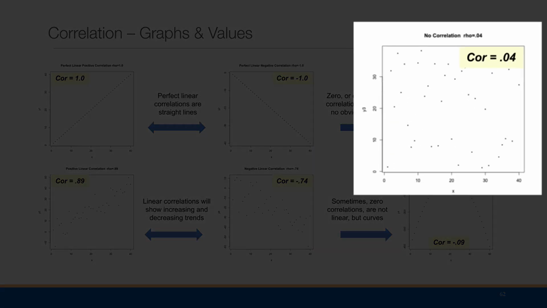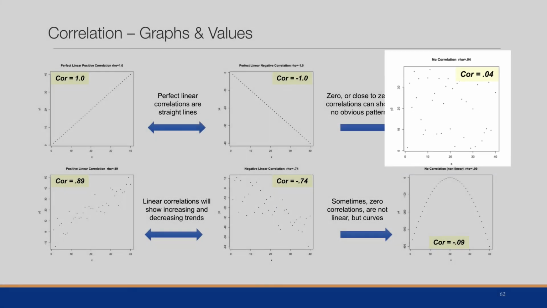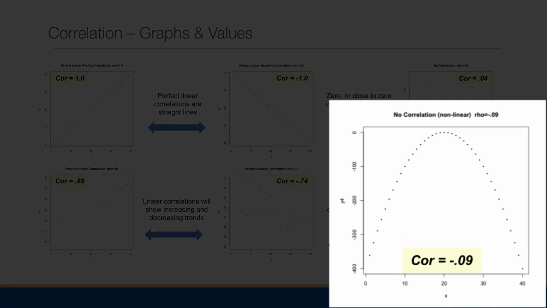Moving to the top right, I have a correlation of 0.04. This creates a cloud pattern, and we can see that this really shows no obvious pattern, so there's no correlation. Now we look at the bottom one, and it looks like a pattern. There looks like there's some relationship. But even though the correlation is 0, there isn't really a linear correlation. This is what's called a curved correlation.